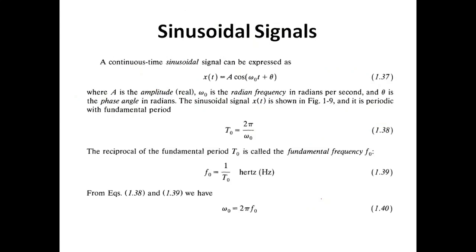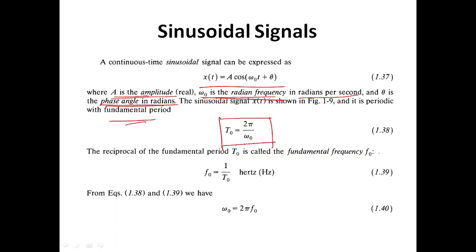Now coming to the sinusoidal signals. A sinusoidal signal is x(t) = A cos(ω₀t + θ), where A is the amplitude, ω₀ is the radian frequency in radians per second, and θ is the phase angle in radians. The fundamental period is given by T₀ = 2π/ω₀.